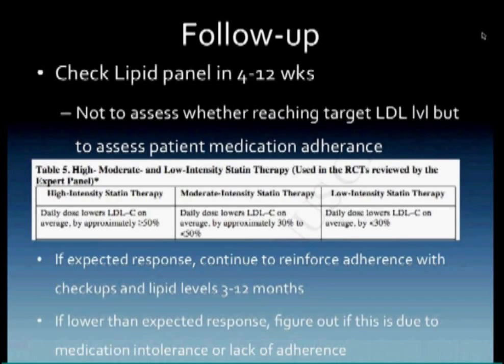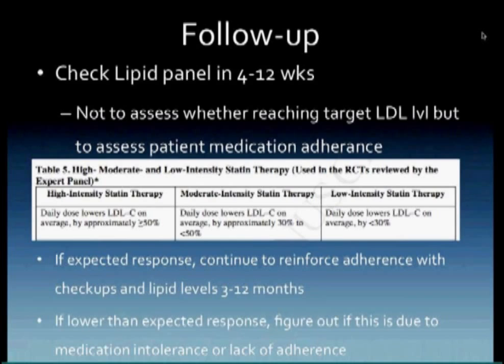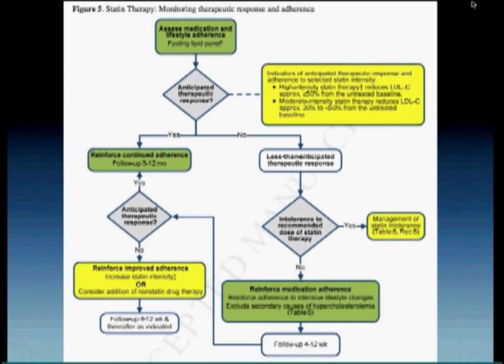So if the response in 4 to 12 weeks is lower than expected, meaning the LDL level didn't drop as much as you expected, you have to figure out if this is due to the patient just not adhering to the medication or whether they can't tolerate it. And this is basically the algorithm. This is basically what I was just explaining. This is the algorithm that's in the actual study, but I thought it was easier just to explain it in terms of bullet points.